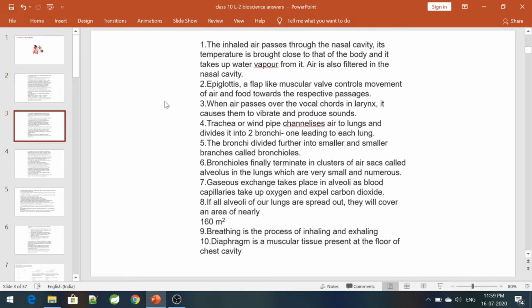The inhaled air passes through the nasal cavity. Its temperature is brought close to that of the body and it takes up water vapor. Air is also filtered in the nasal cavity. Epiglottis, a flap-like muscular valve, controls the movement of air and food towards the respective passages.